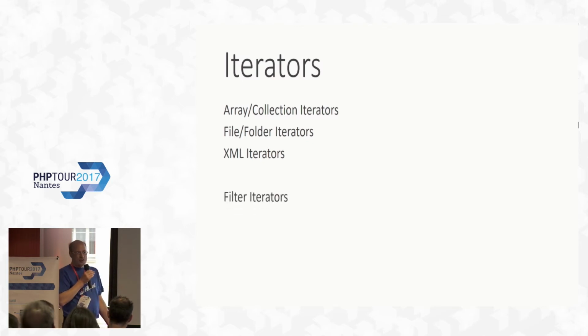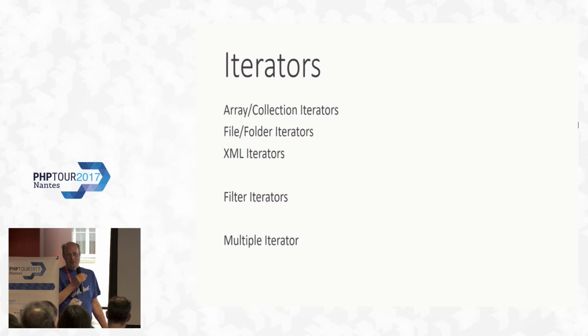You also have filter iterators like the regexp iterator, so that you can actually pass that to a file iterator to run a regexp or multiple regexps against the files that you return via your file iterator. I'm talking too quickly here, aren't I, when I'm talking about iterators? Allowing you to be more selective in what is returned.